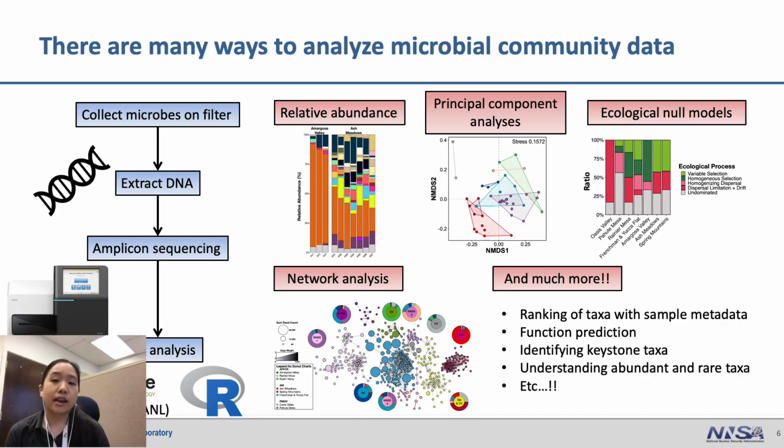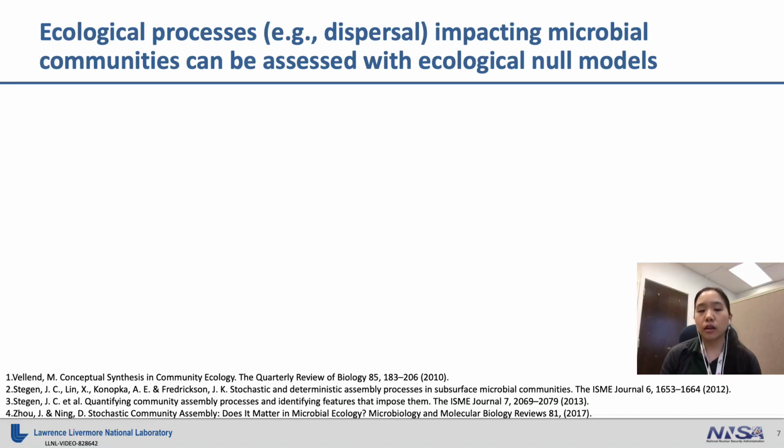There are many ways to analyze microbial community data. Once you get the amplicon sequences back, you can take a raw look at the data with relative abundance bar plots. You can do more comparative approaches with principal component analysis and network analysis. There are much more tools available out there, and in particular for subsurface microbial communities, we can also examine ecological null models to determine what ecological processes are influencing microbial community assembly.